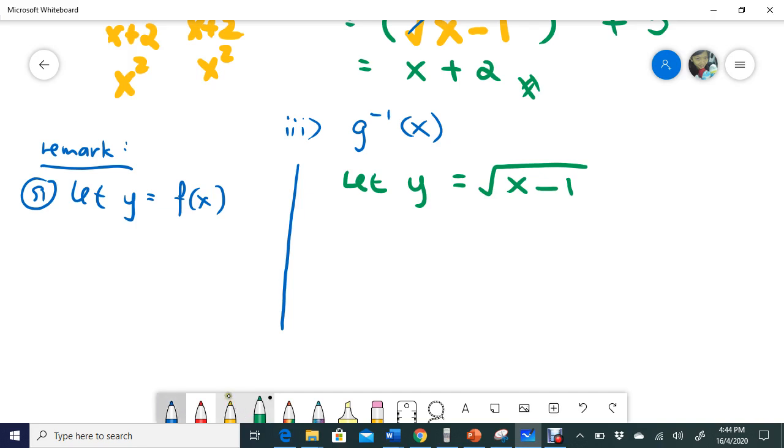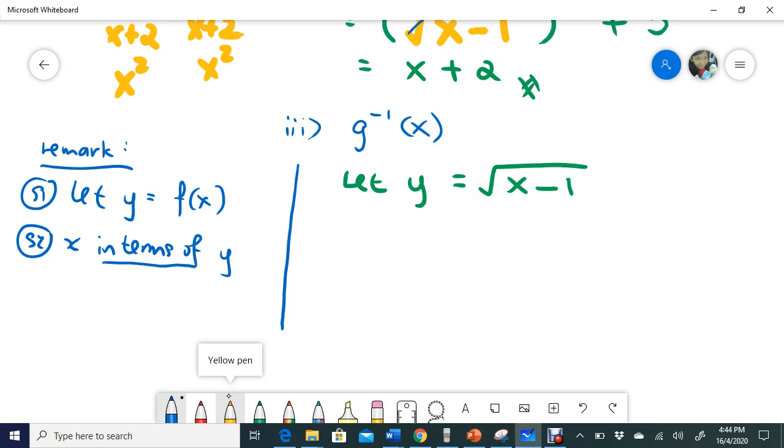Okay, so for step 2, you need to have x in terms of y. What does it mean by in terms of y? It means that your left hand side will be your x, then your right hand side will be your y. Is that okay? I hope it is very clear cut, right? Okay, so let us continue.